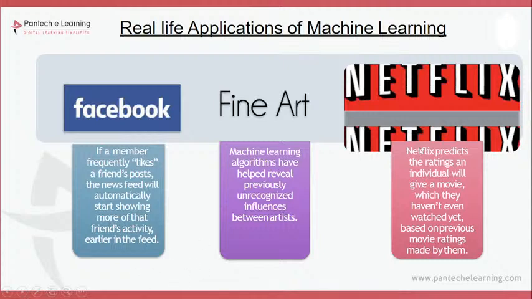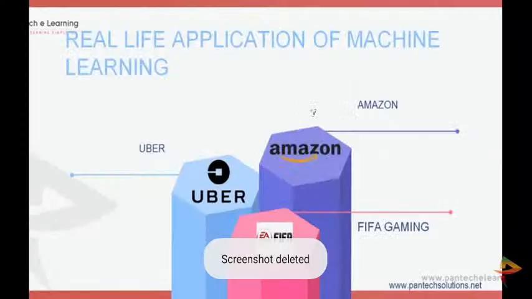Next, Fine Art, Netflix. Netflix also predicts the rating and individually will give you a movie which they haven't even watched yet, based on previous movie ratings made by them. So next, real lifetime applications in machine learning: Uber, Amazon and FIFA gaming also.